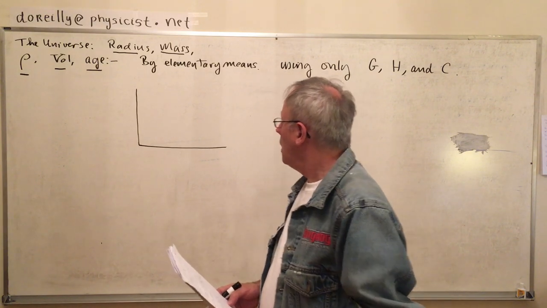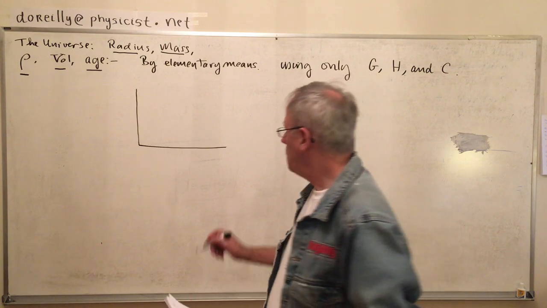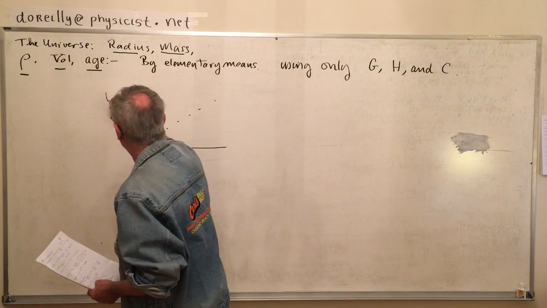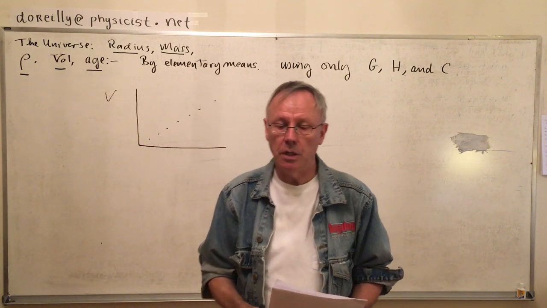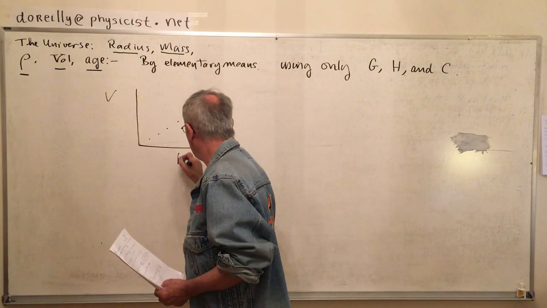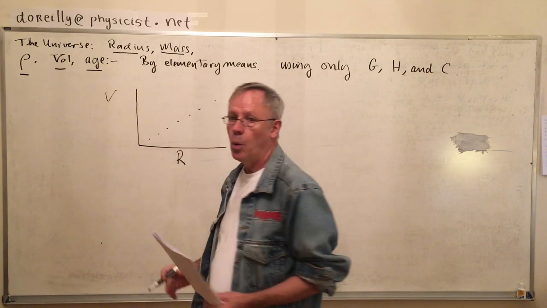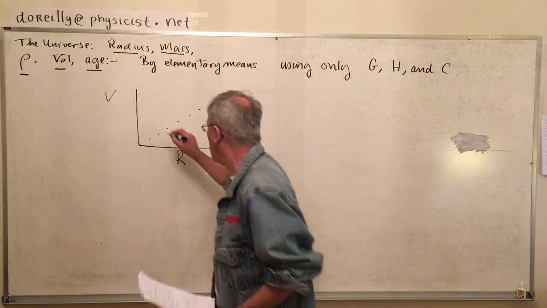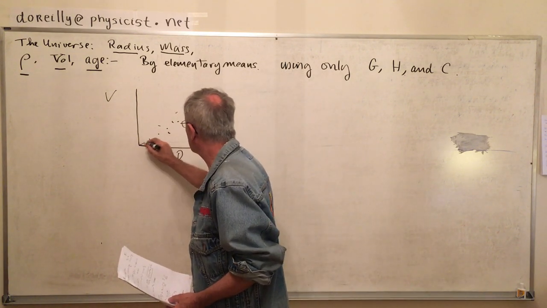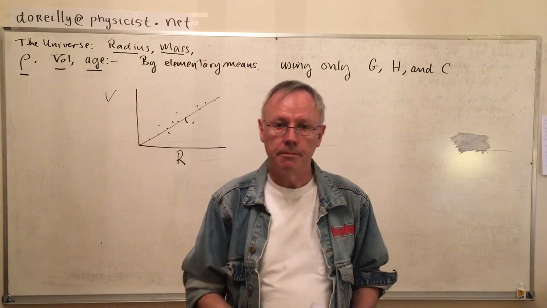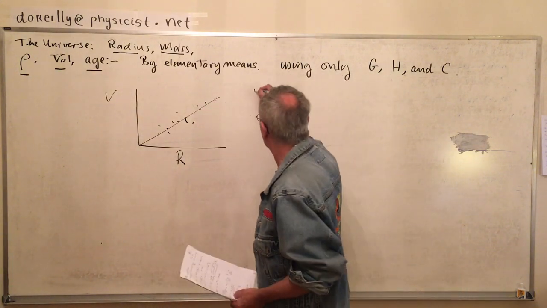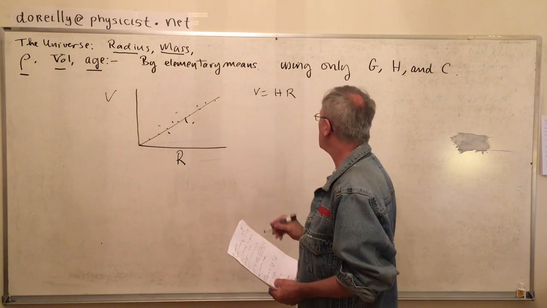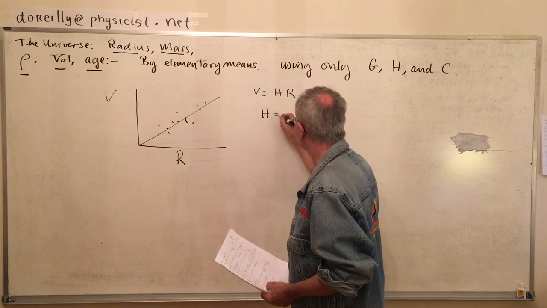So, Hubble noticed that when you plot the speeds, that is V, the speed of recession of galaxies, as you vary the distance, in other words, as they go further away, the graph is approximately a straight line. Approximately, they're scattered about this straight line. So let's put the straight line in. And it's one through the origin. So V equals H R, this is a straight line graph with a slope H, and H is Hubble's constant.